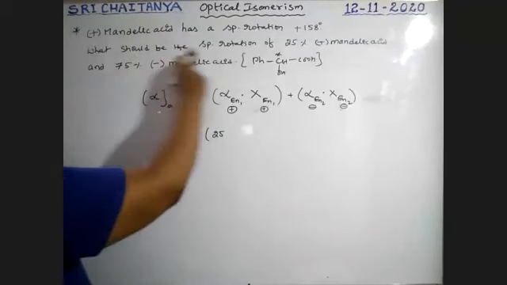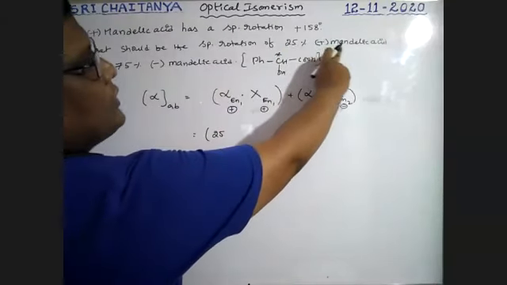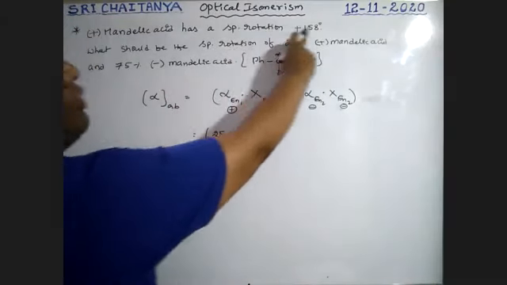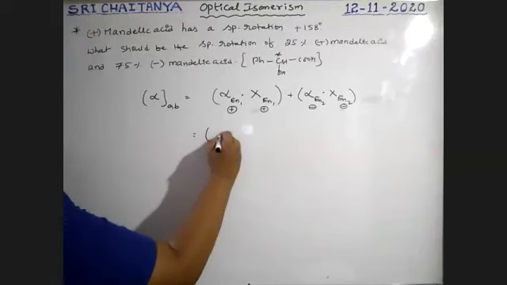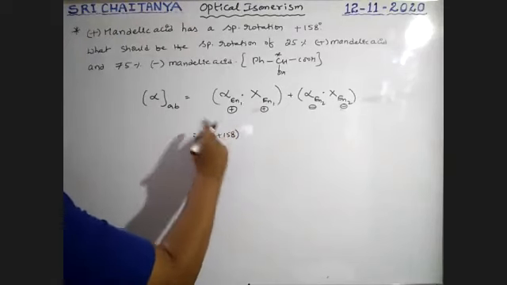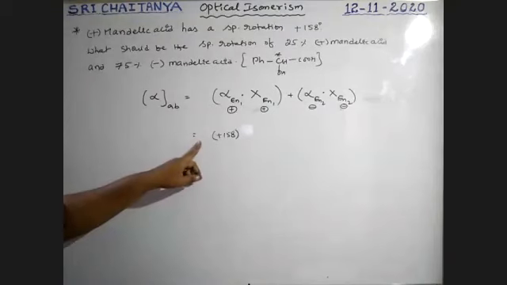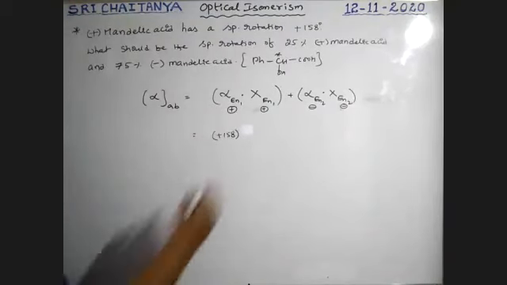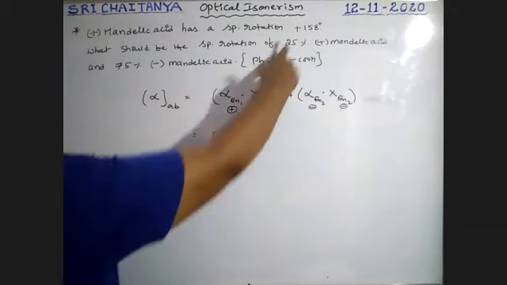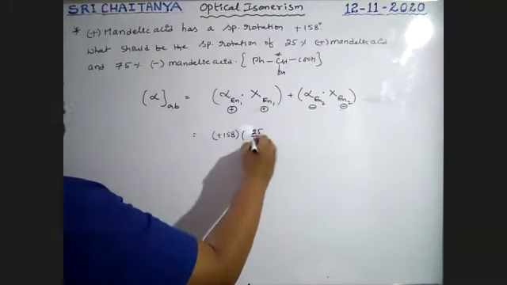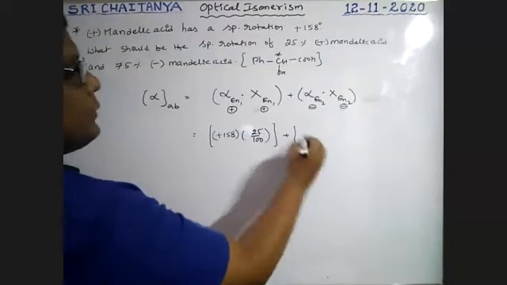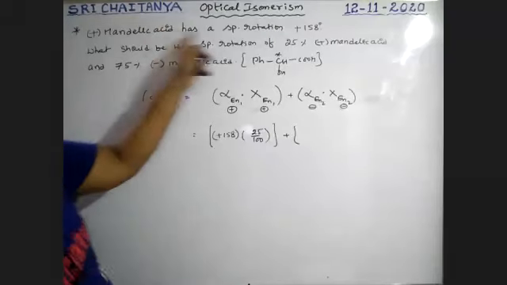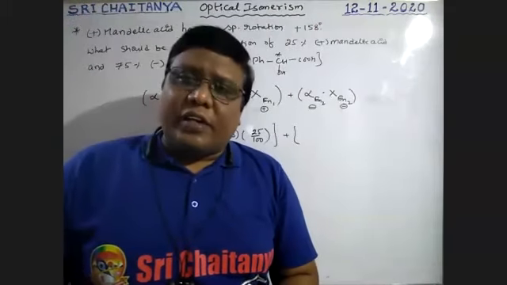That is what should be the specific rotation of 25% plus mandelic acid. Plus mandelic acid specific rotation is plus 158, multiplied by its mole fraction 25%, that means 25 by 100.